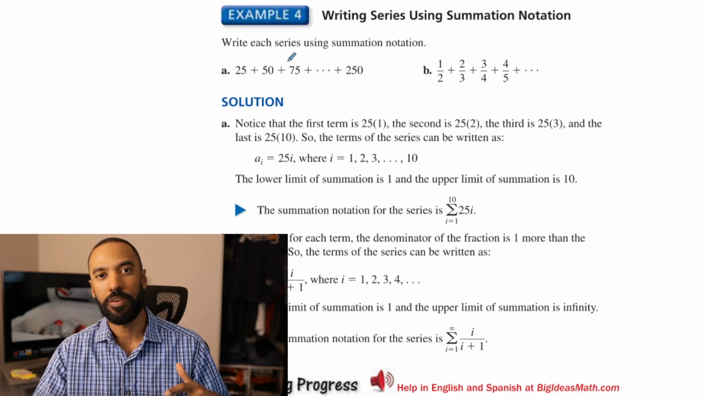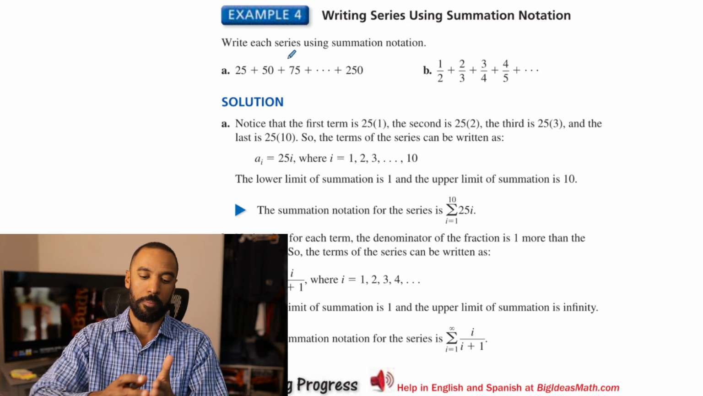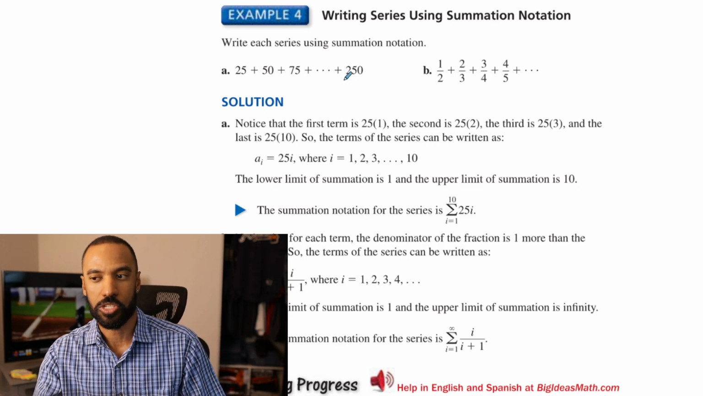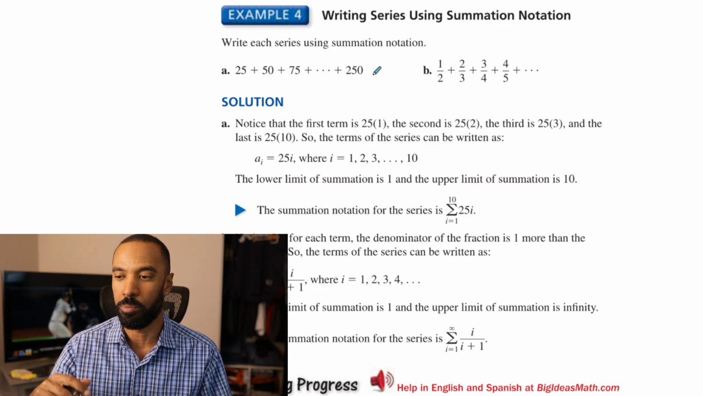The next thing you have to do is figure out how many terms there are, because if we're going to use that sigma notation rule, we have to go from the first term up to whatever number's on top. Now, I think to us, clearly you can probably tell 250 is 25 times 10, so it would be the 10th term.